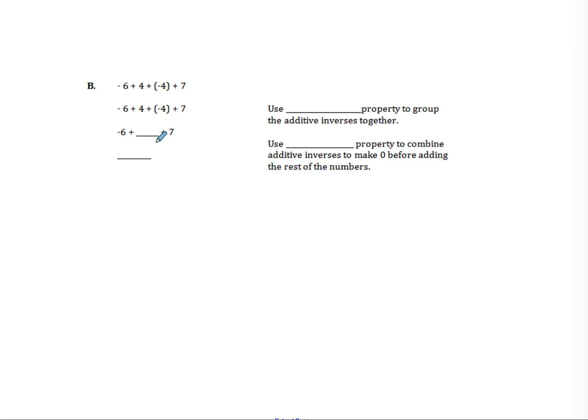Okay, let's take a look at this next one. So I have -6 plus 4 plus -4 plus 7. Again, good idea if you've got multiple numbers, look to see if you have any inverses. Here I have 2 and they're already next to each other, so I don't need to use commutative to reorder them. I just need to use associative to group them. So I'm going to use associative property here.